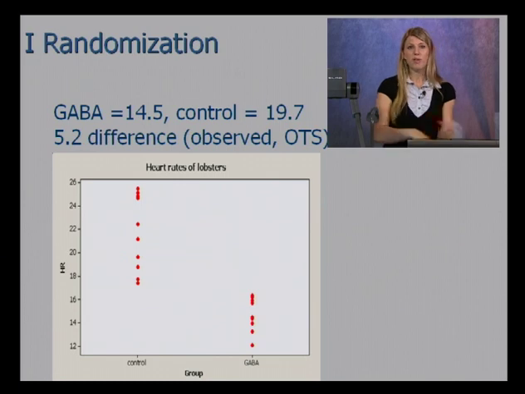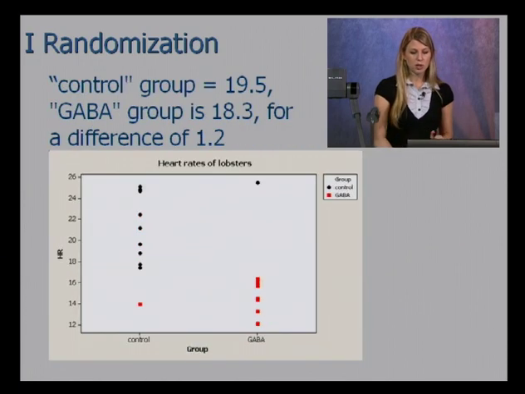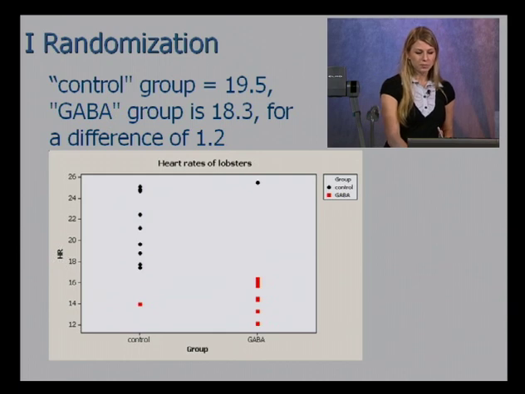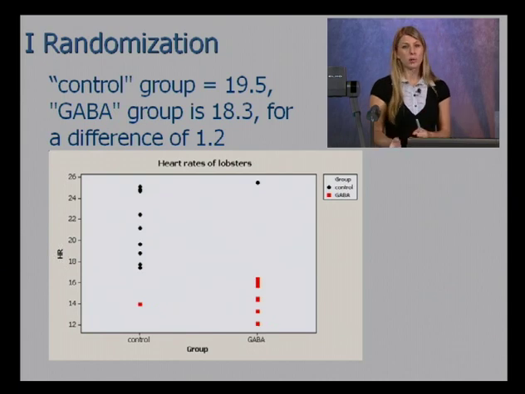So let's pretend we shuffled these and we came up with two groups. Now I did them in different colors just so that you know that the red originally was GABA, the black originally was control. Now we call this first group control, because we were comparing two groups. You could call one control and one GABA, but it's no longer a control and GABA. These are just random splittings of the groups.